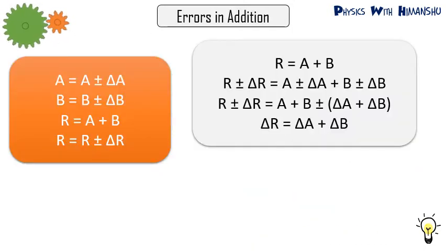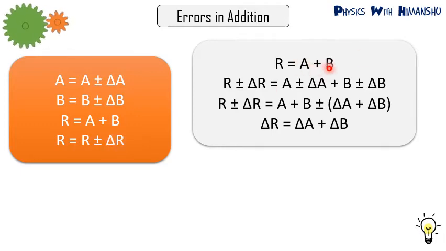Okay, so first we'll revise errors in addition. Suppose we have two quantities A and B. A is not perfect, so the value of A is there and the error in A is del A. Suppose the value of B is there and the error in B is del B. And there is a quantity R whose value is equal to A plus B. Since A is not perfect, since B is not perfect, R will also be not perfect. So the value of R will be R plus minus del R. R will be the value of R, del R will be the error in R.